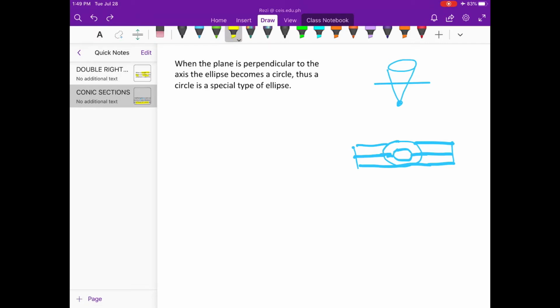So let's highlight the word perpendicular. If this plane is perpendicular to the axis, if this is perpendicular, the ellipse will become a circle.